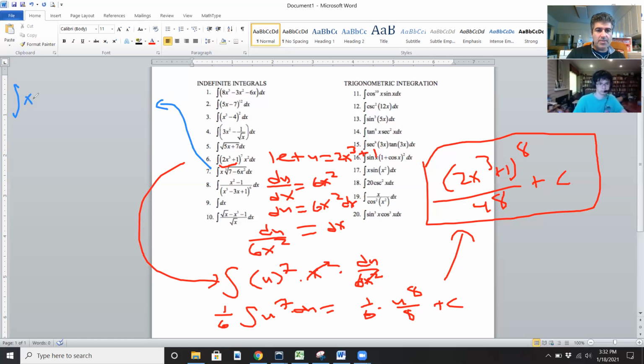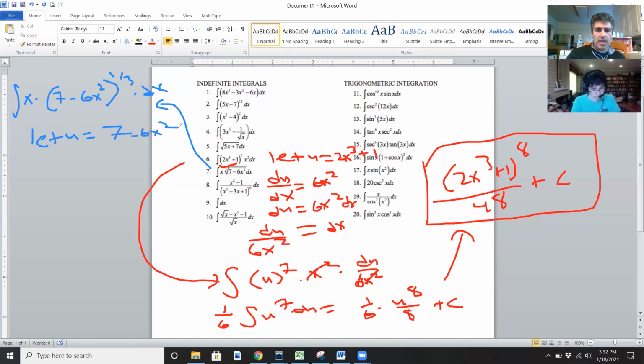So this is going to be x times, I kind of separate like that, 7 minus 6x squared raised to the 1/3 power because it's a cube root, times dx. And you're going to let u equal 7 minus 6x squared.